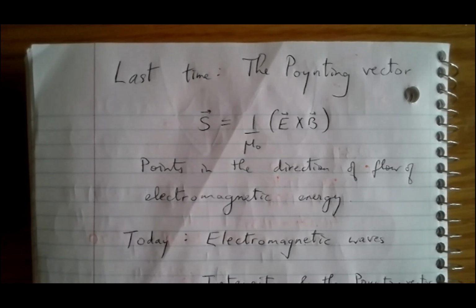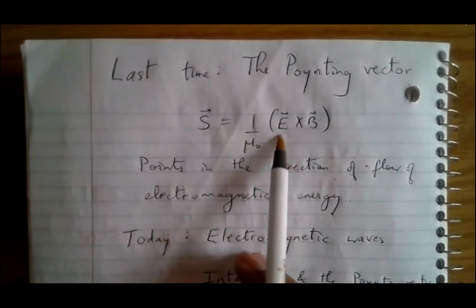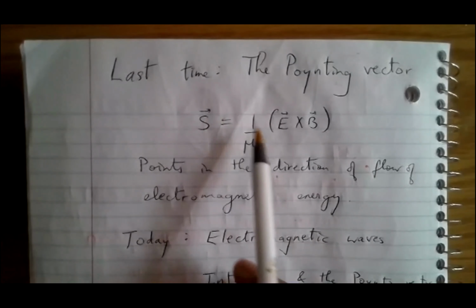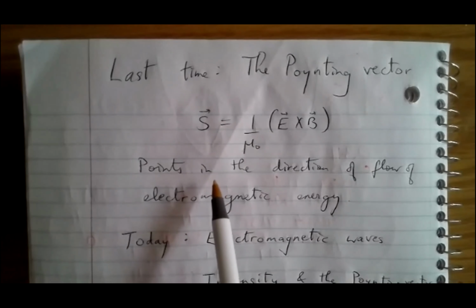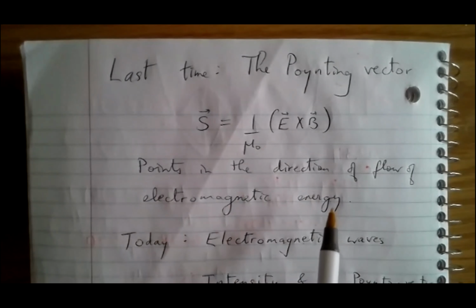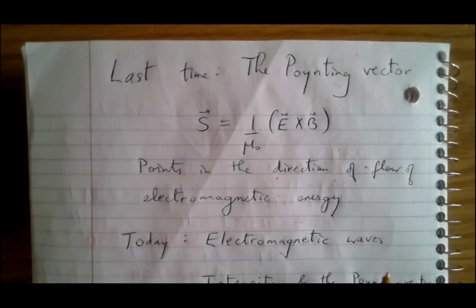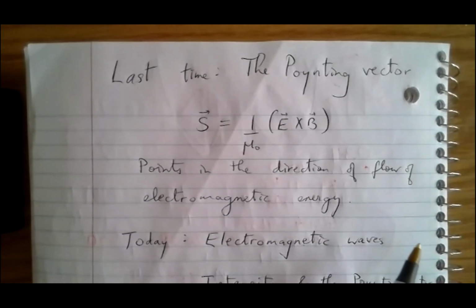Okay, so last time we were talking about the Poynting vector, which we denote as S, and it comes from the cross product of E and B, with a factor of 1 over mu naught. And we said it points in the direction of the flow of electromagnetic energy. Today we're going to talk about electromagnetic waves. Before I start on that, any questions first?